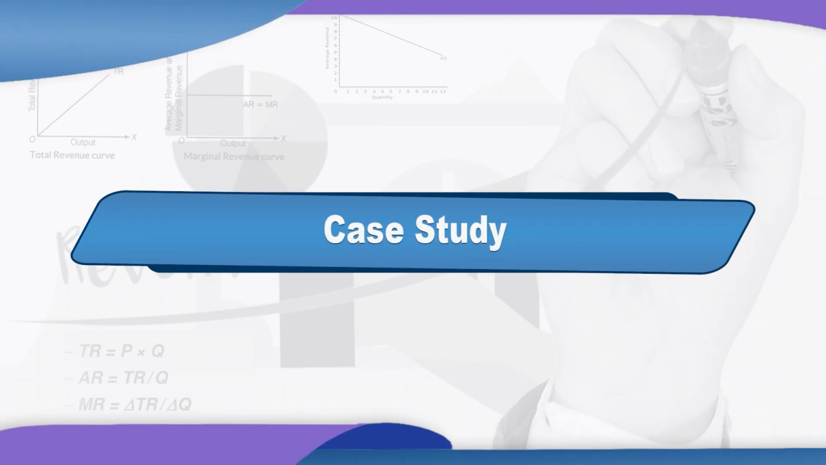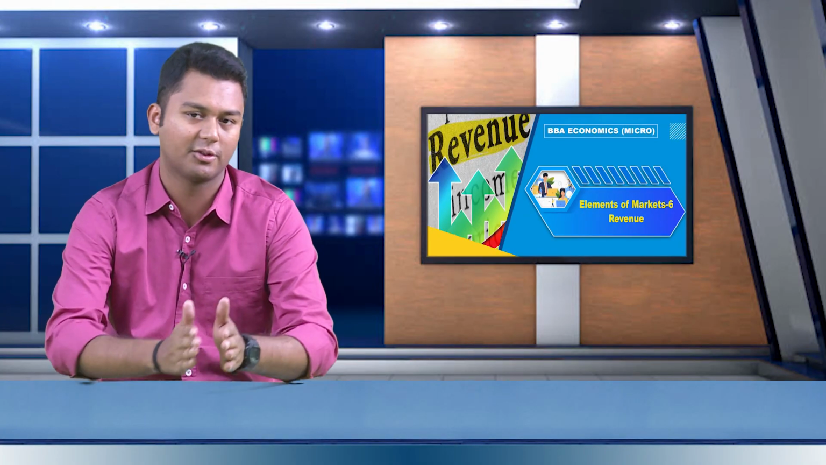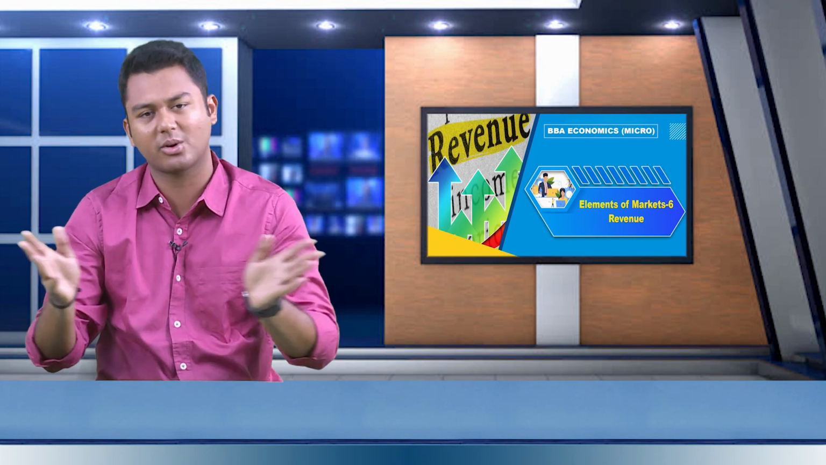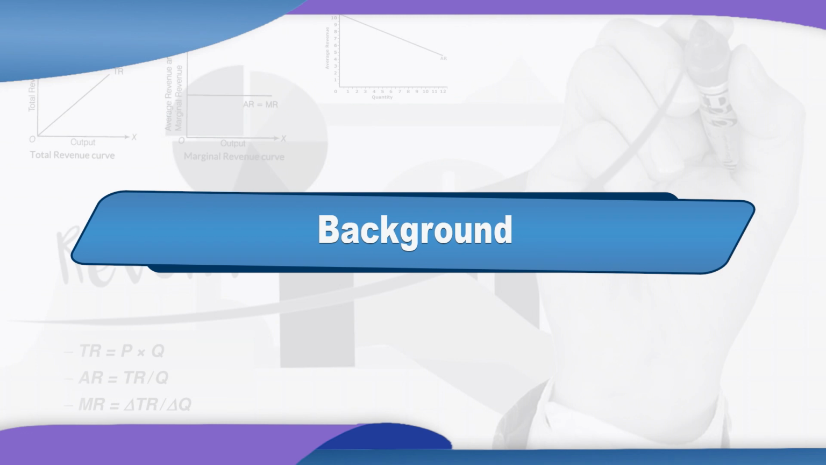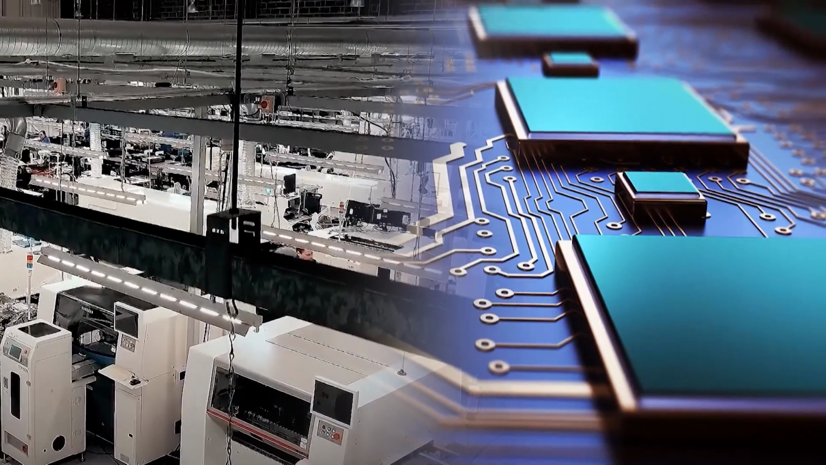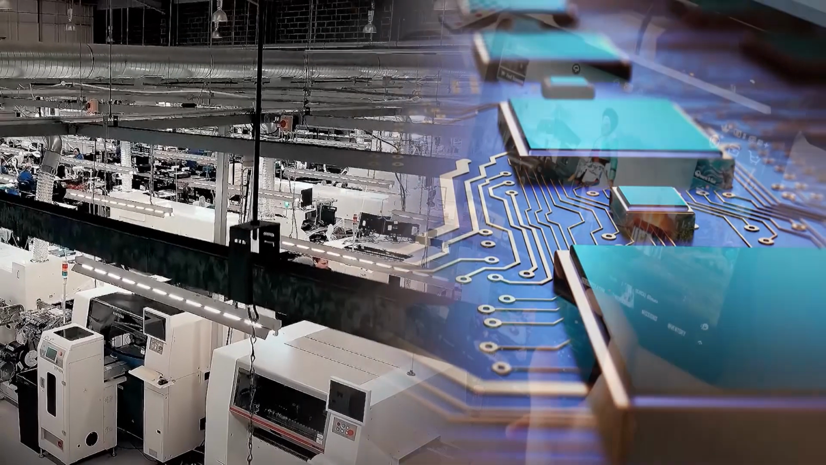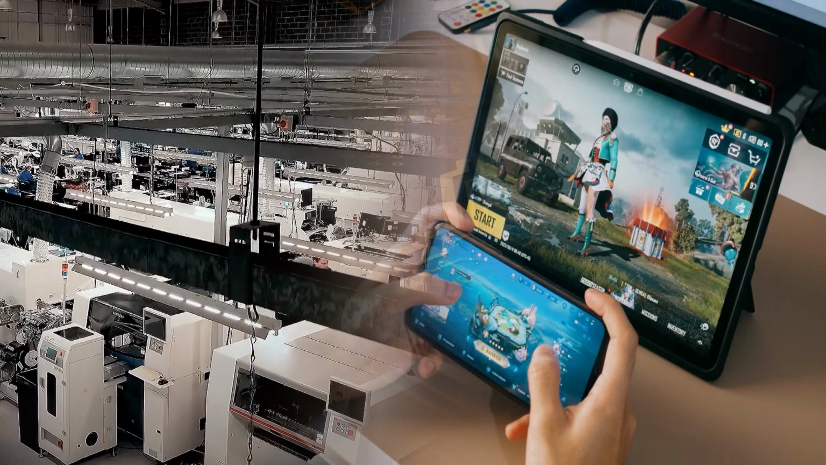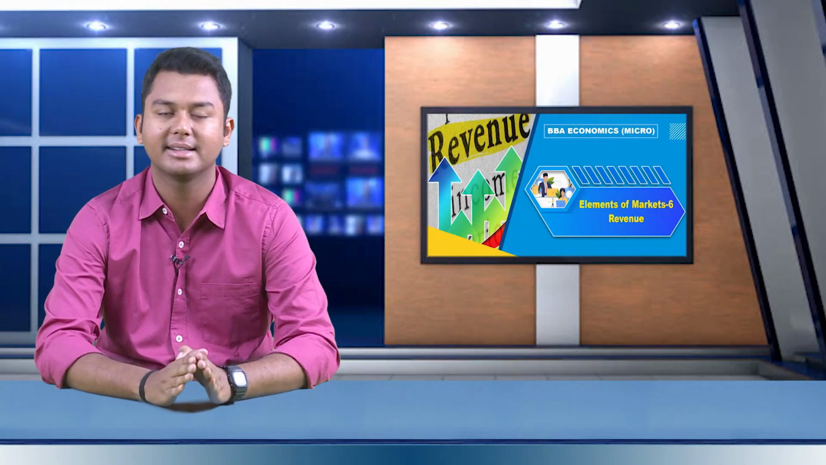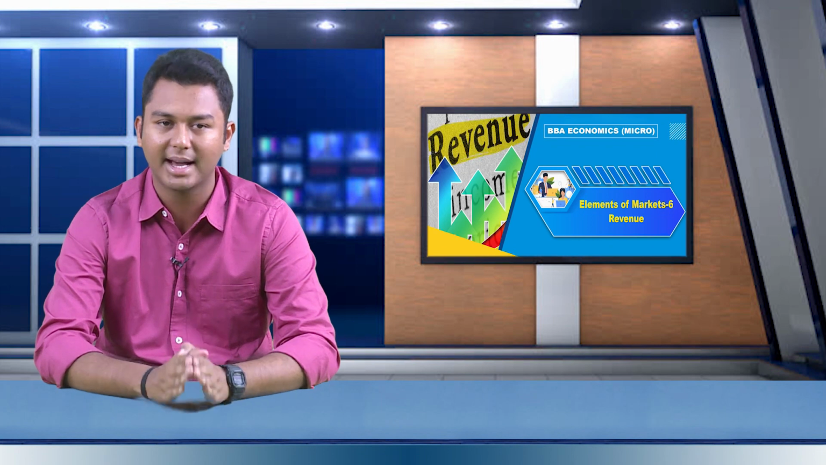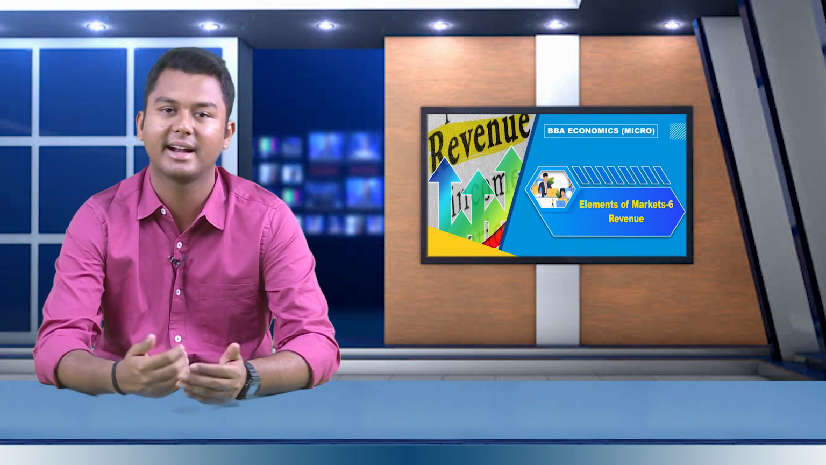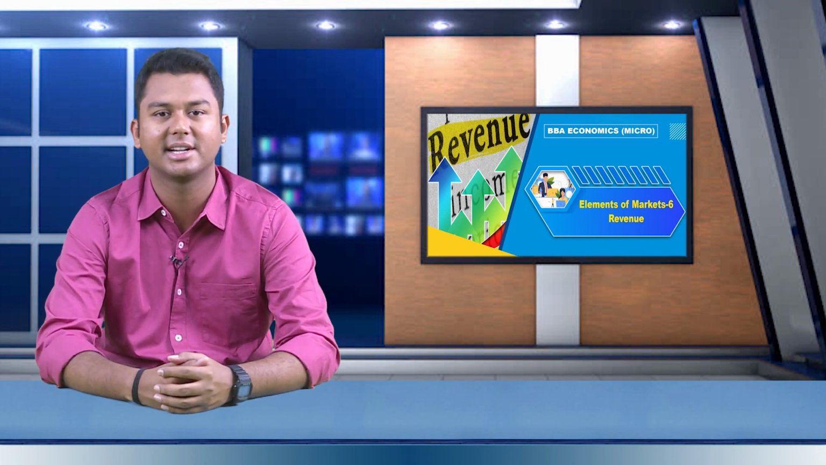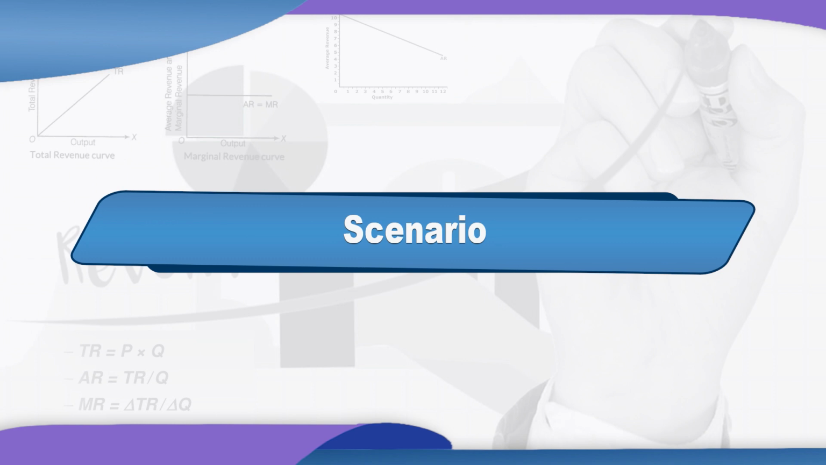Let us look at a case study where we understand the importance of total, marginal and average revenue for, let's say, XYZ Electronics. If we understand the background of this case, this company is a mid-sized company manufacturing electronic gadgets such as smartphones and tablets, which aims to optimize its pricing strategy to maximize profits. By understanding and analyzing total revenue, marginal revenue and average revenue, the company can make informed decisions regarding pricing, production and market strategy.